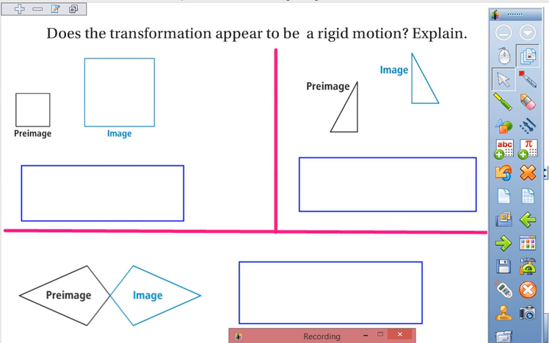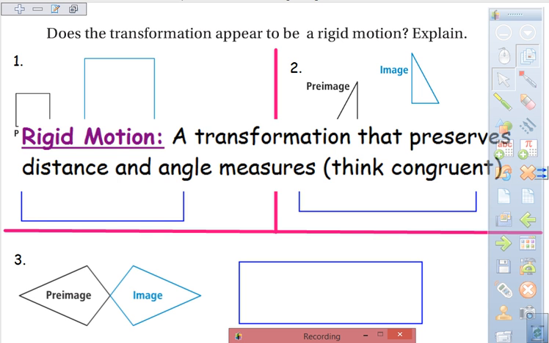Look at the following pairs of figures. Does the transformation appear to be a rigid motion? Explain. Notice in picture number 1, the pre-image is in black and the image is in blue. The pre-image is smaller and it gets bigger. Do you remember what the definition of a rigid motion is? A transformation that preserves distance and angle measure.